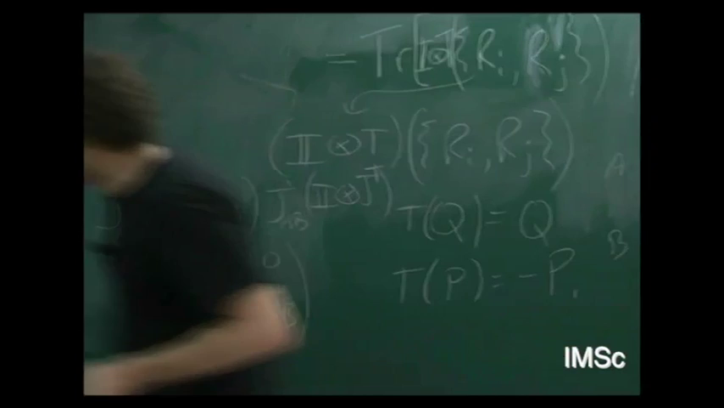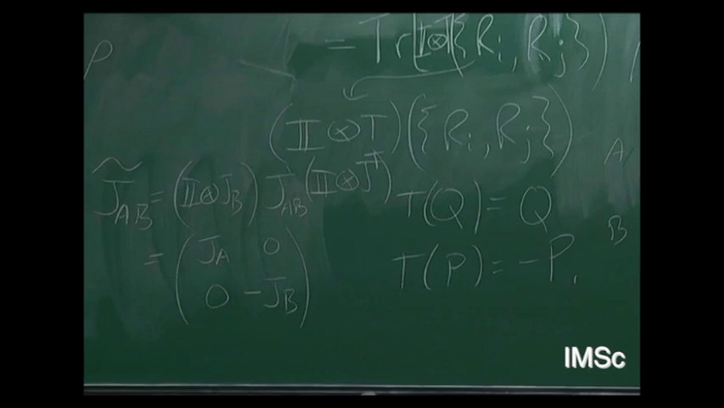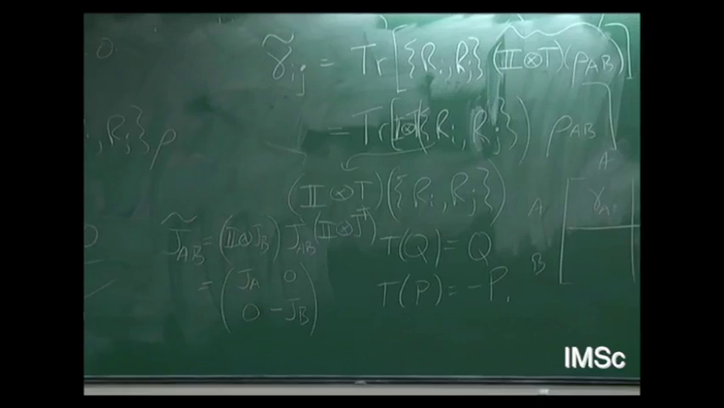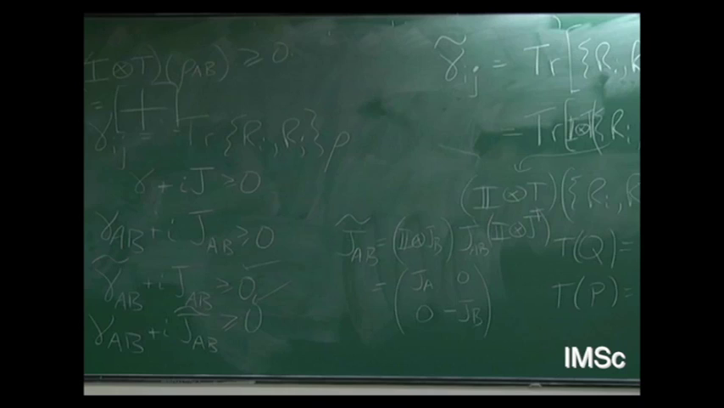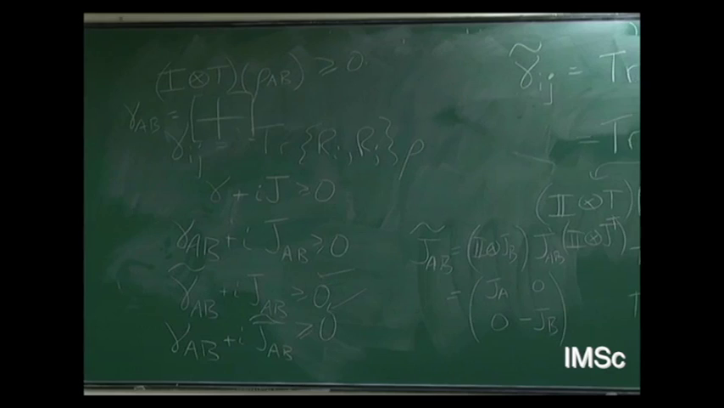So now that we covered this, I want to tell you just some fun facts about positive partial transpose Gaussian states. And in the original, JAB was block diagonal. So it had JA, JB along the block.